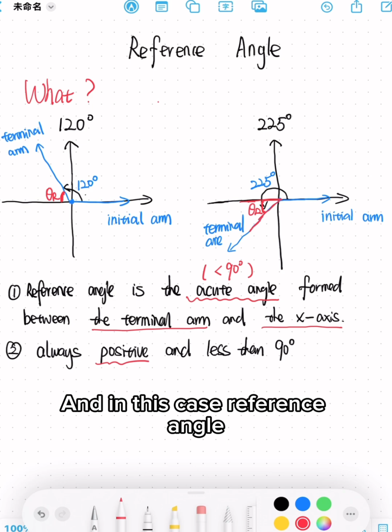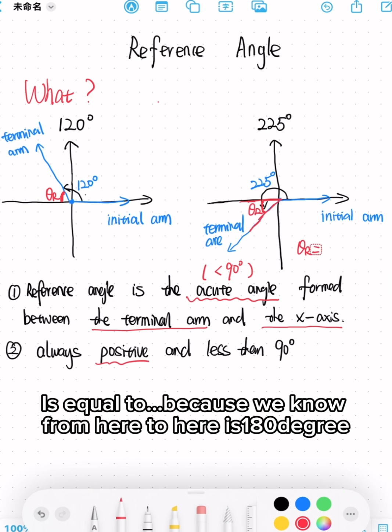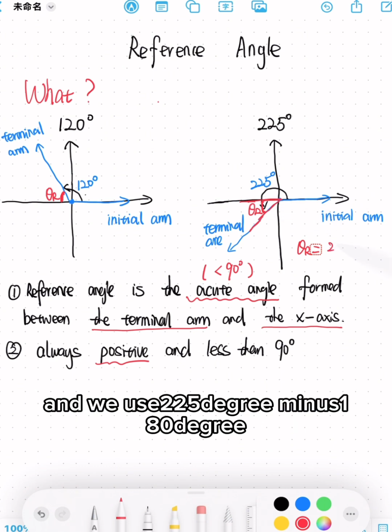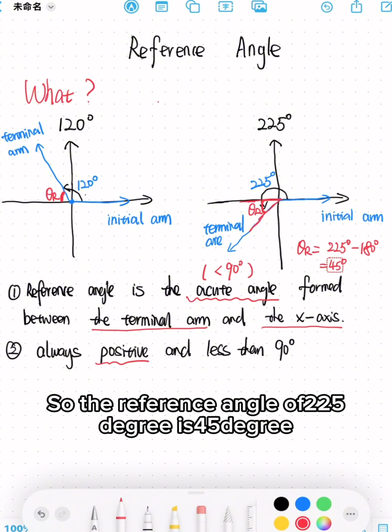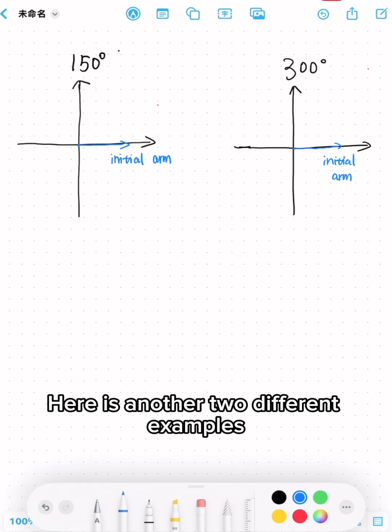In this case, the reference angle is equal to, because we know from here to here is 180 degrees, 225 degrees minus 180 degrees, and this should be equal to 45 degrees. So the reference angle of 225 degrees is 45 degrees. Here are another two different examples.